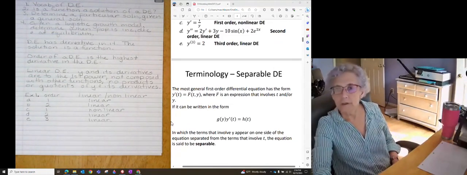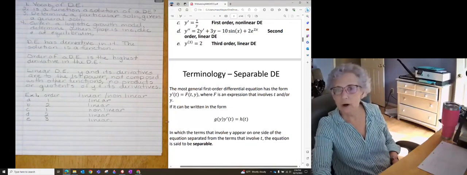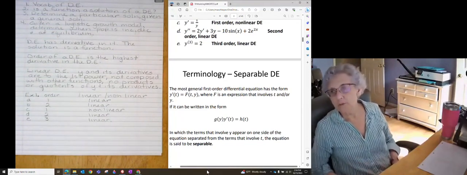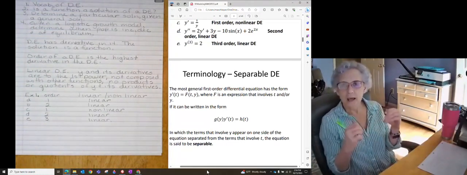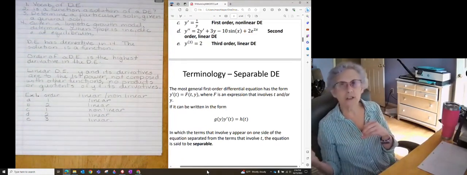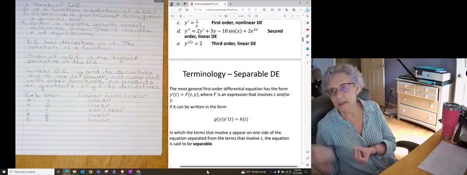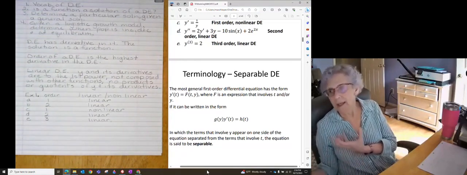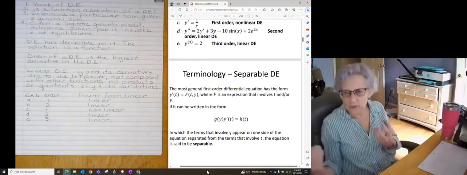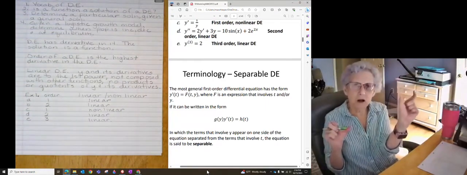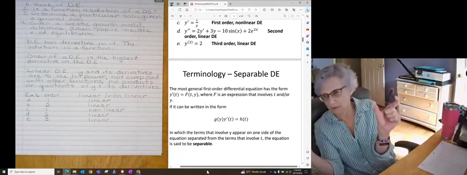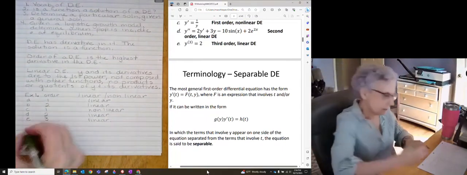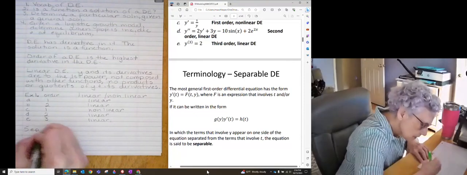So, one of the first types we're going to learn are separable differential equations. Most general first-order differential equations can be written as y primed is equal to some function f of t and y, and you can rewrite it so that you separate all the y's from all of the other variables, in this case t. So, separable differential equation.